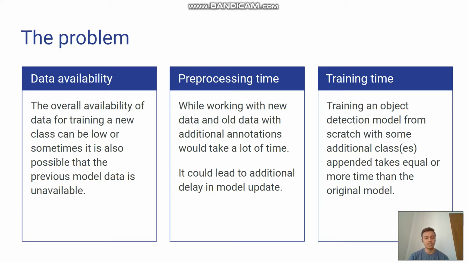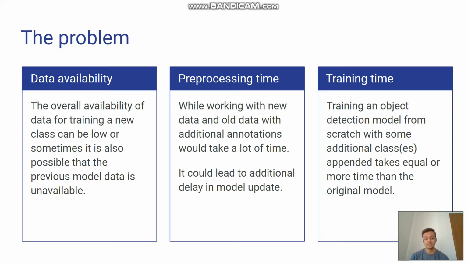The overall availability of the data for training a new class can be quite low in some of the approaches. For example, in joint training, where it is required to create a master dataset with the old classes as well as the new classes data and then annotating them to build the model. Now, the developers may not have these old data available for retraining the existing model with additional classes.